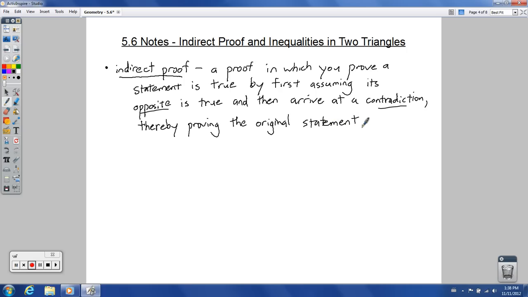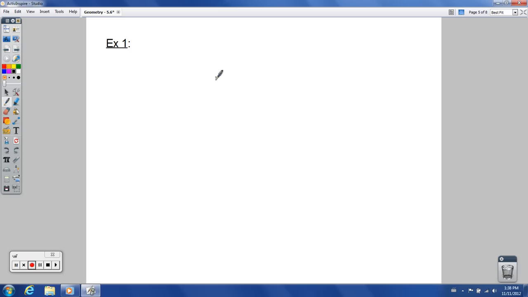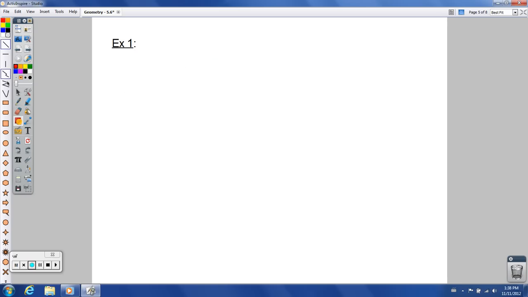Now if you've never seen an indirect proof and you just read that, you're probably like, I really want to see an example of this. I don't quite get what you're saying yet, Mr. Wagner. So let's check out an example. For this, let's draw a triangle. You can just do these freehand if you'd like. If you want to use a straight edge, you can.